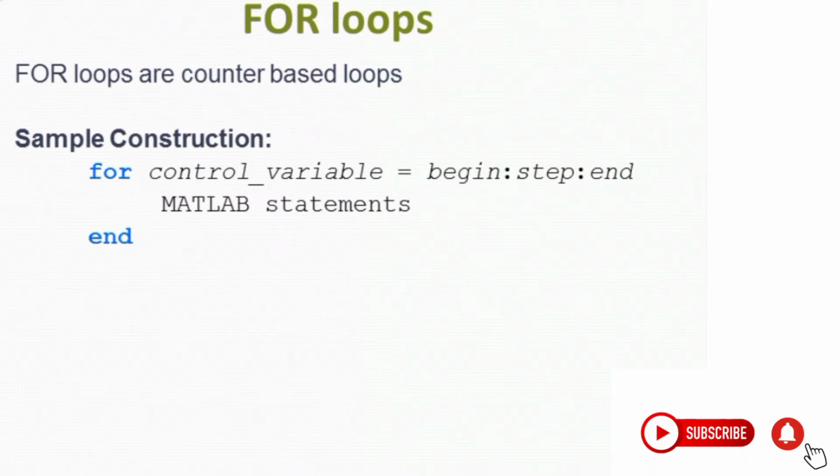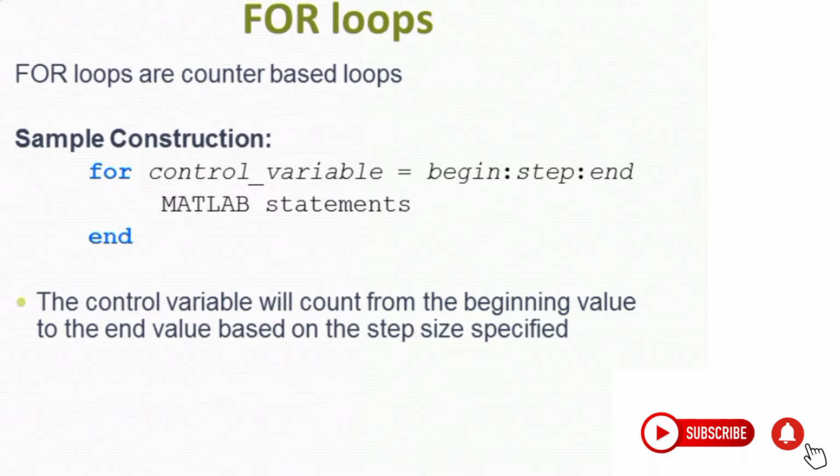We have our keyword for, then we have some loop control variable equals, then beginning colon step colon end, right? We've seen that before. That's how we create a vector. And then between that for statement and the end statement, we have our Matlab commands. So the control variable will count from the beginning value to the end value based on the step size that we give it.